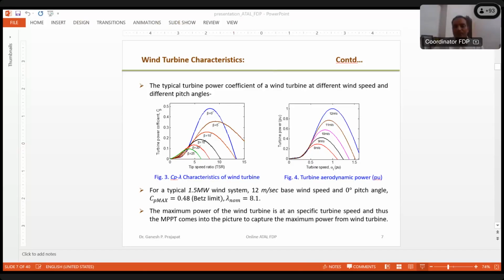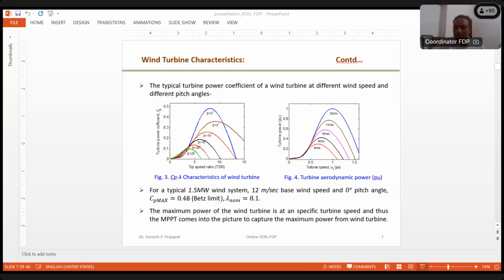One important and interesting thing you can find from here is how the turbine power depends on the wind speed. Let's say wind is blowing at 12 meter per second. If the turbine speed is, let's say, 1 per unit, then only it gives the maximum power. Now, if someone is thinking that if the turbine is rotating at higher speed, then it should create a higher value of power, that is not like that. If a turbine is rotating at very fast speed, that doesn't mean that it is giving the maximum power.